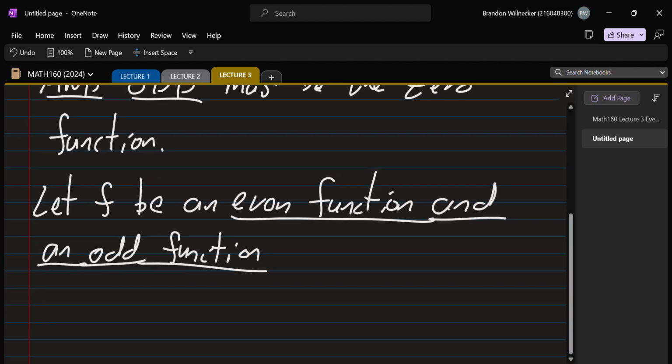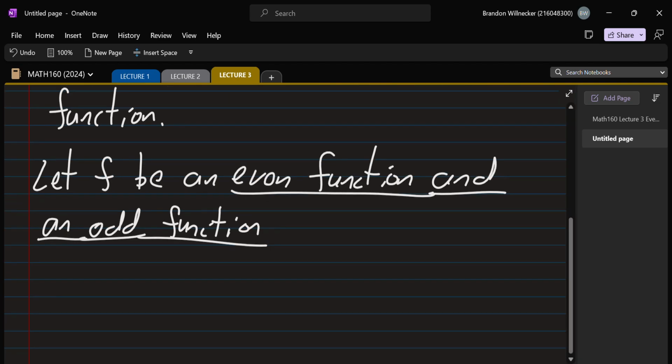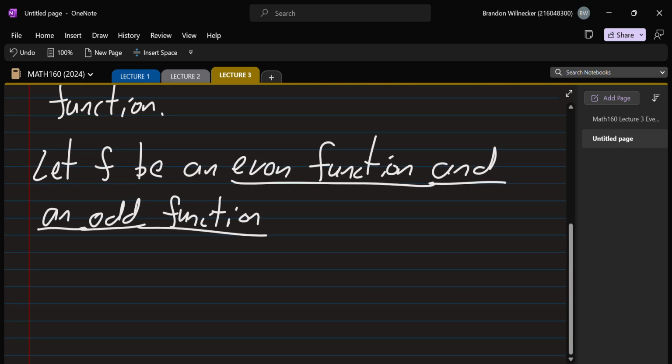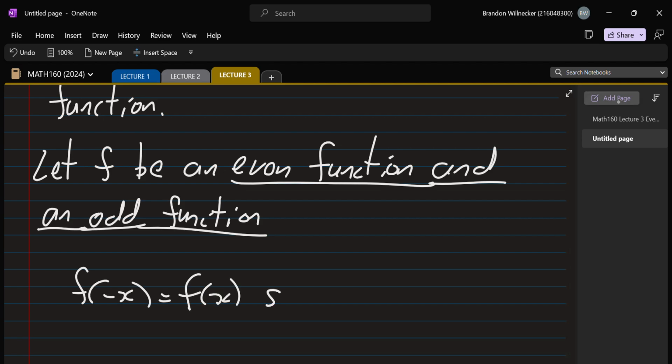Okay, so that was our beginning bit of the statement. Now we need to translate that into some math so that we can work with it. The way we do that is with the properties. So since f is even, we know that f of minus x is equal to f of x. Why? Since it's even. So we got a statement, we got a reason.